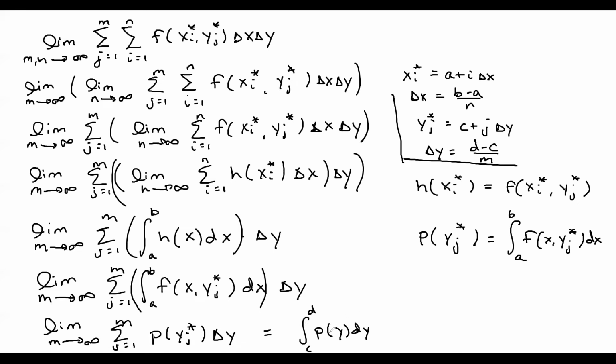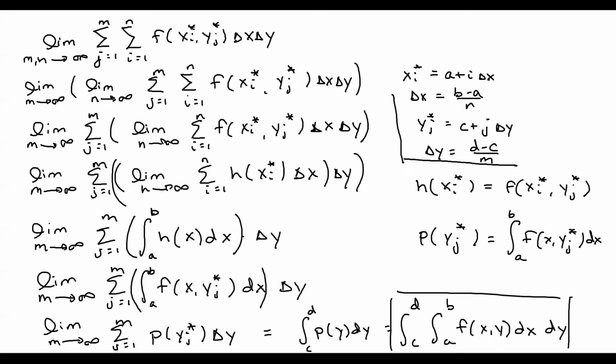And then last but not least, we can take what our p was. This is p of y. Just take y and pop it in for the y sub j, and you can substitute. So we're going to get the integral from c to d of, and then what is p of y? It's the integral from a to b of f of x comma y dx. And then you have dy after that. And this is our formula for finding volume under a surface.